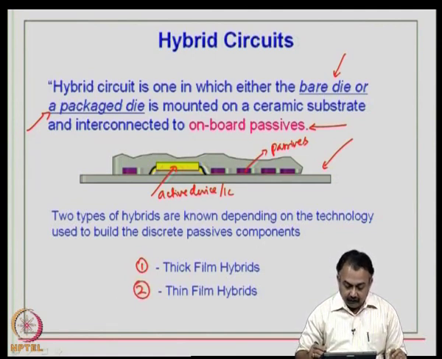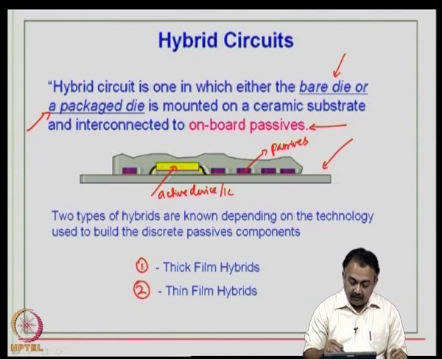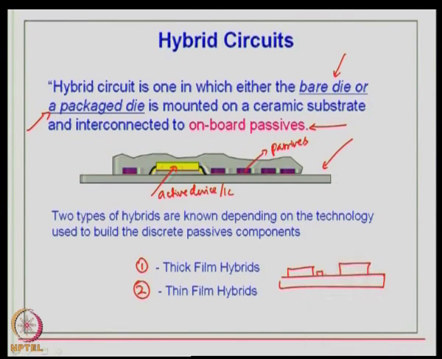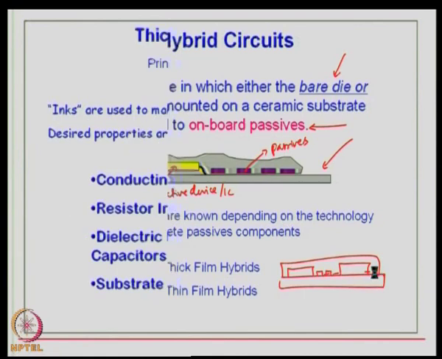And depending upon the technology that is used to build the discrete passive components. So, typically what you can think about is there will be a substrate, you can probably use a bare die or a packaged die, and then you will be realizing these resistors and capacitors on the board, and then you will be interconnecting them, and then probably you can also use some kind of an encapsulation.